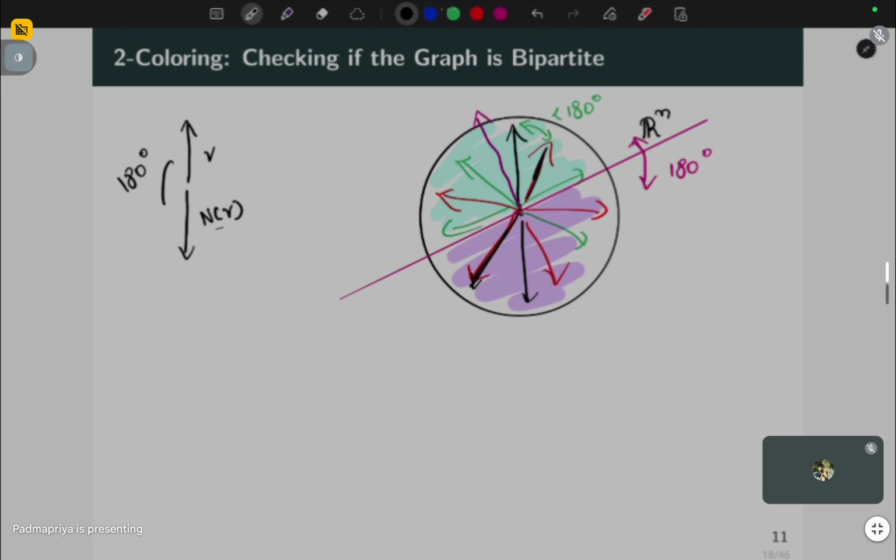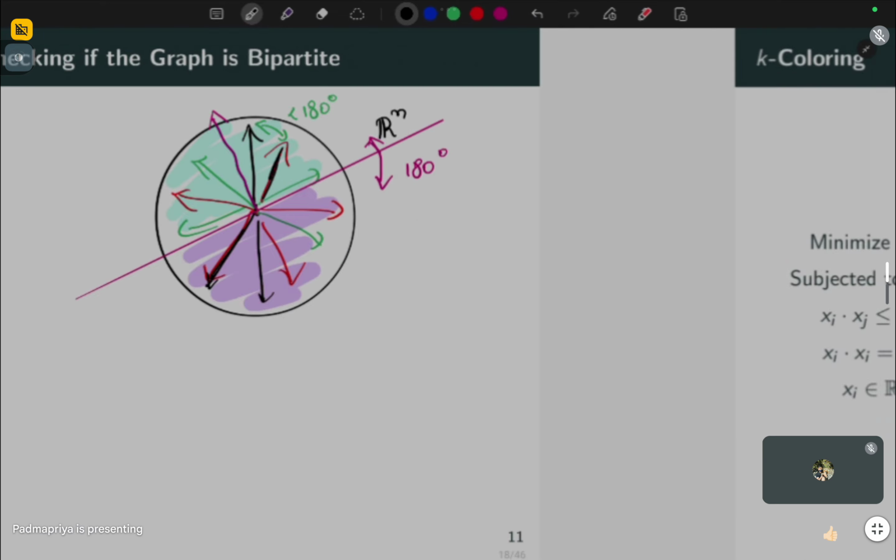Can I proceed? If anyone has a doubt, I think this is a good time before going into 3 coloring. Okay, cool. I can see some thumbs up. That's nice.